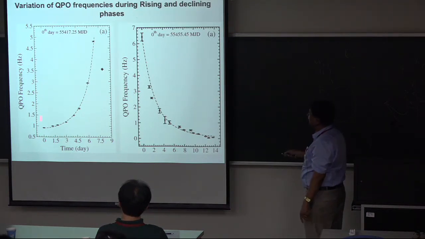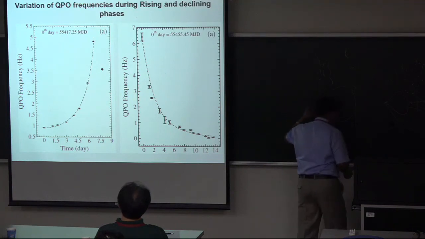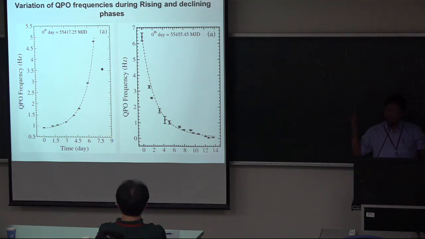And this is a hard intermediate state. In the soft intermediate state, there will be sporadic QPOs, which are not from resonance. That is from the non-satisfaction of the Rankine-Hugoniot condition.